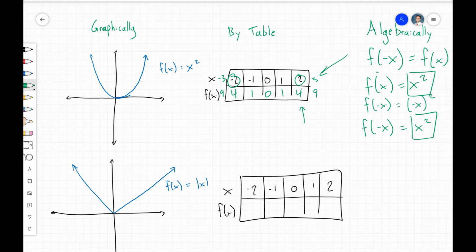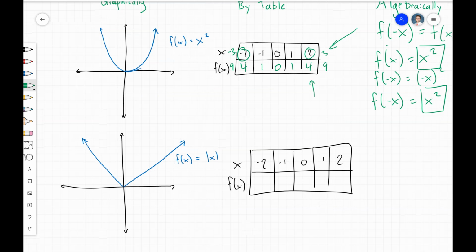Let's look at another example of that. So here we have f of x equals the absolute value of x. So again, if we were to look at our graph, again, we can see that axis of symmetry at x equals 0. So graphically, we know that this is an even function.